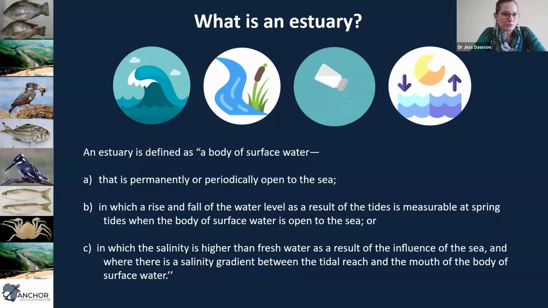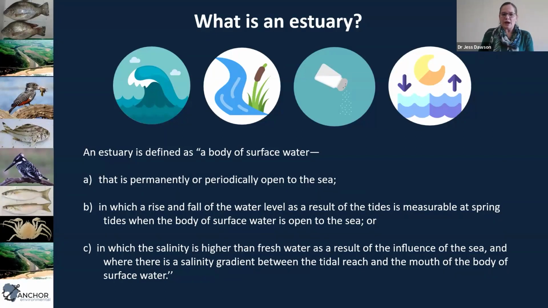So an estuary is a body of water where it's predominantly or periodically open to the sea. It also has a rise and fall in water due to tides that is measurable at spring tide. So you can't always see this, and only when the mouth is open to the sea. But there is that change in tidal activity. And then an area where salinity is higher than freshwater as a result of the influence of the sea, and where you can see a measurable salinity gradient.